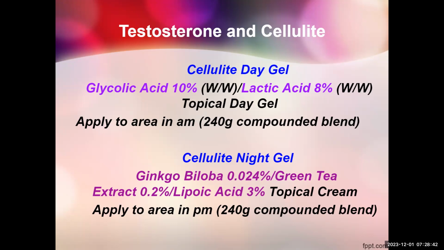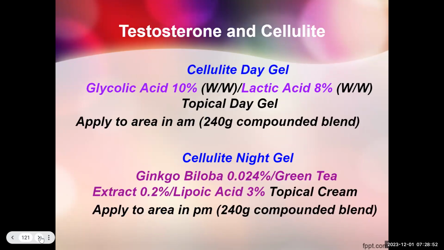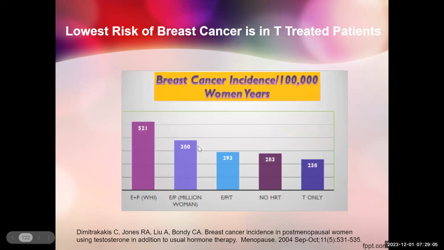A daytime glycolic acid, lactic acid cream with testosterone, 1% cream in the daytime, and at night use the ginkgo, green tea extract, and lipoic acid. Quite frankly, I've never used this stuff, but it's in the literature, so someone has used it at some point or another.